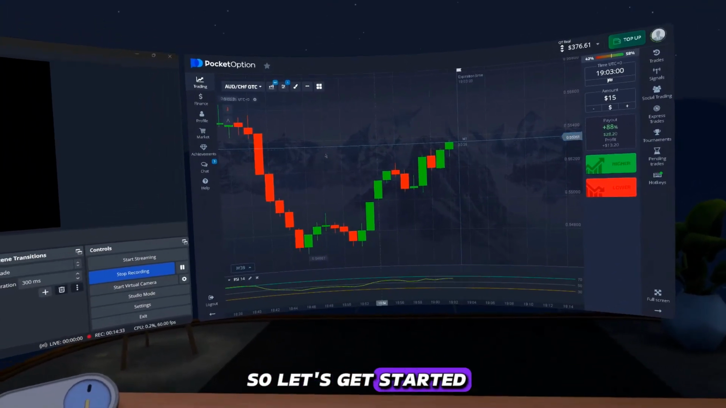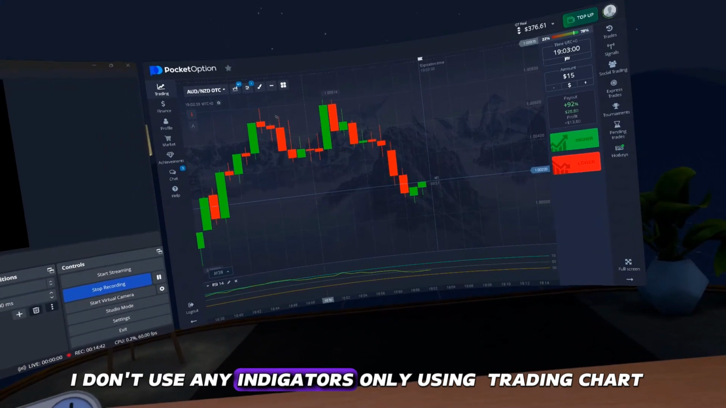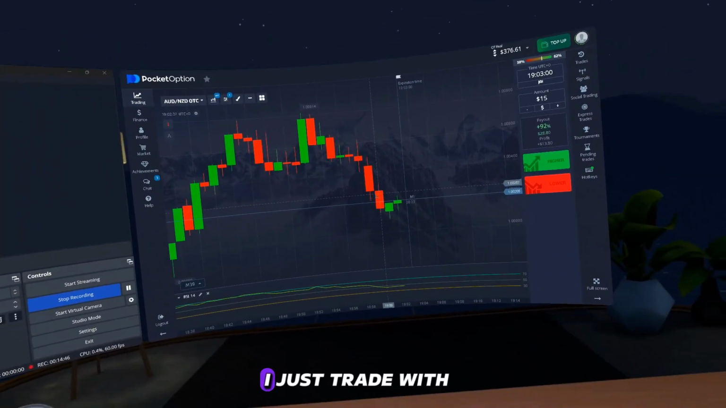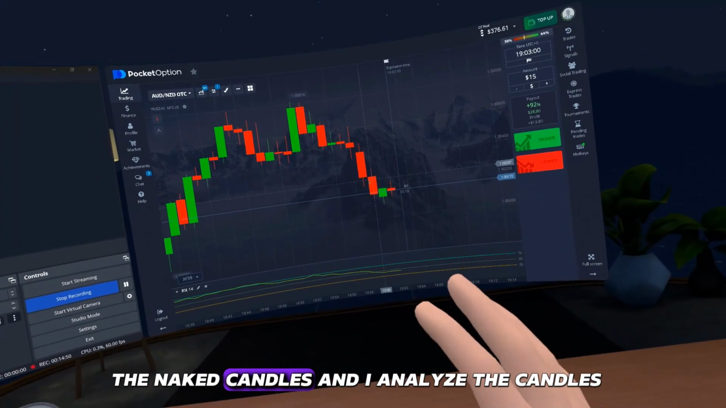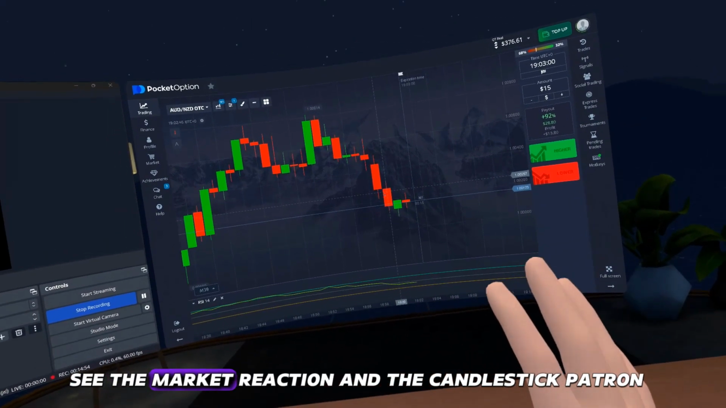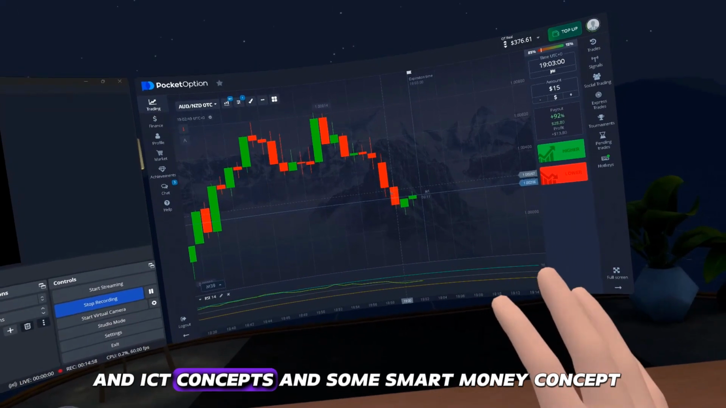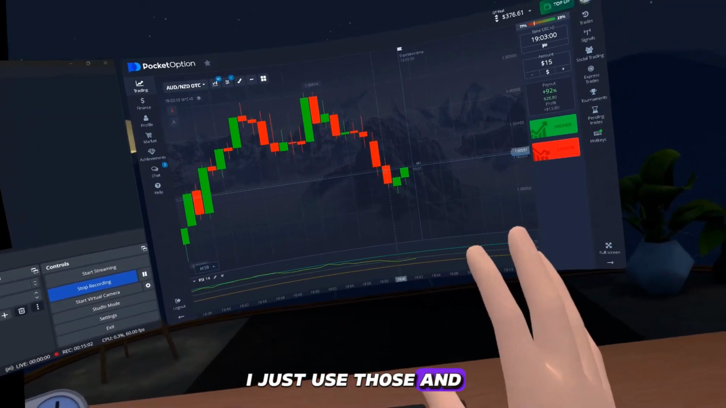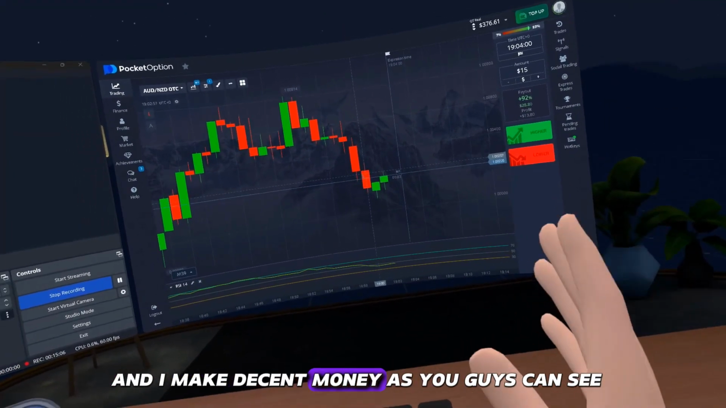So let's get started. So as you guys can see, I don't use any indicators on my trading chart. I just trade with the naked candles, and I analyze the candles, see the market reaction and the candlestick patterns and ICT concepts and some smart money concepts. I just use those and trade on the basis of that, and I make decent money, as you guys can see.